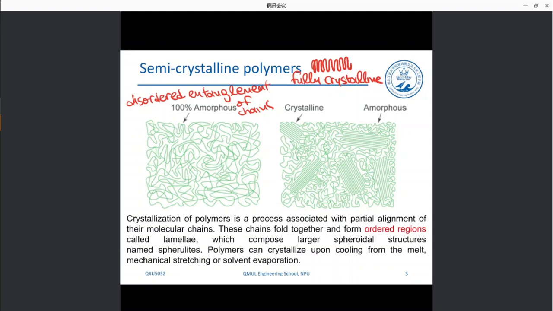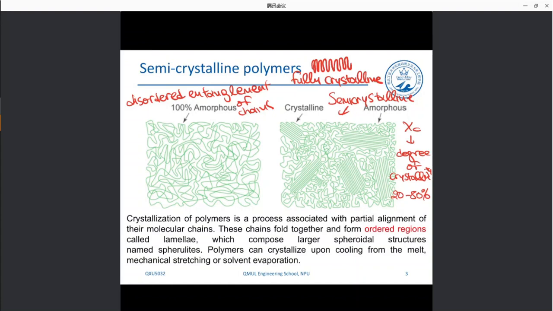Most of the time, semi-crystalline materials have a degree of crystallinity. The degree of crystallinity in semi-crystalline polymers that are produced by industry is commonly between 20 and 80%, okay?